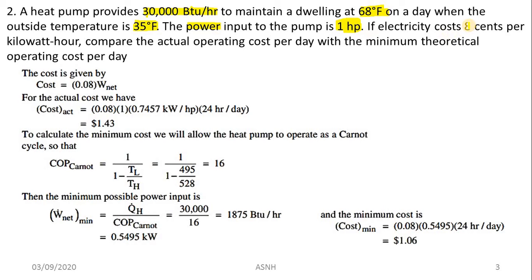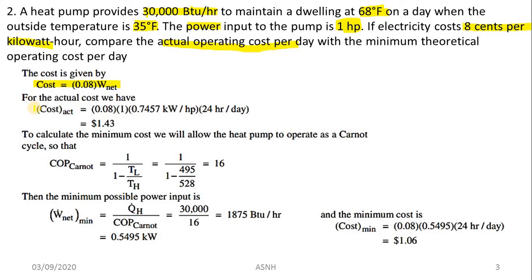The electricity costs 8 cents per kilowatt hour. Compare the actual operating cost per day with the minimum theoretical operating cost per day. So here they mention the cost is 8 cents per kilowatt hour, and 8 by 100 is 0.08. So we assume that the actual cost is equal to 0.08 times the net cost.